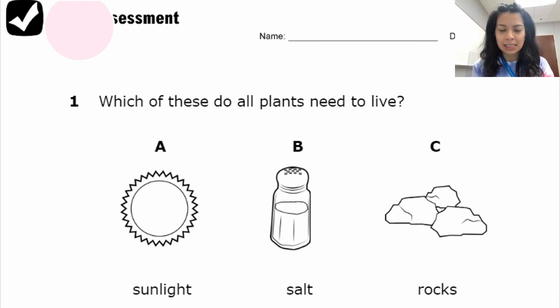Question number 1 says, which of these do all plants need to survive? Is it A, sunlight, B, salt, or C, rocks? Which one of these 3 things do plants need every day?